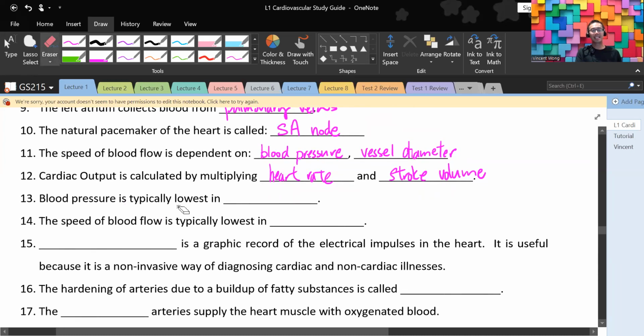Blood pressure is typically lowest in, we did a graph earlier, right? And so the answer for that would be veins. The speed of blood flow is typically lowest in capillaries because you have to slow down for diffusion to occur, right? For gas exchange to occur.